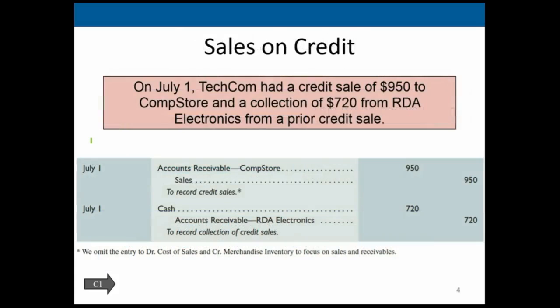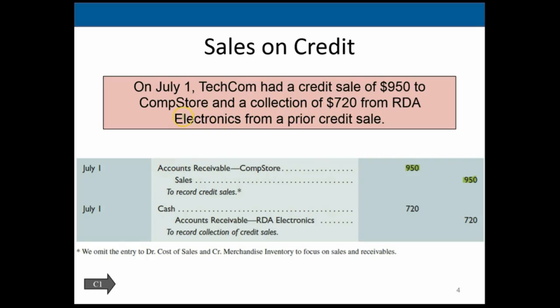So sales on credit. On July 1st, TechCom had a credit sale of $950. So if we had a sale of $950, the transaction would be we didn't get cash. We got the second best thing. We got an asset of receivable. We got an IOU. Assets have a debit balance. We made it go up by doing the same thing, which in this case would be another debit. And we would credit sales, sales being revenue. The revenue has a credit balance. In order to make it go up, we're going to do the same thing to it, which in this case would be another credit. Now, if we sold inventory, once again, we would have to decrease inventory and record cost of goods sold. We are concentrating on the receivable side in this case.